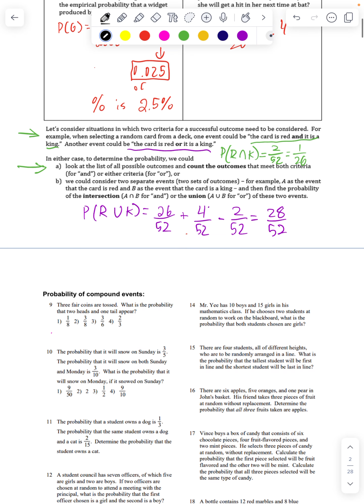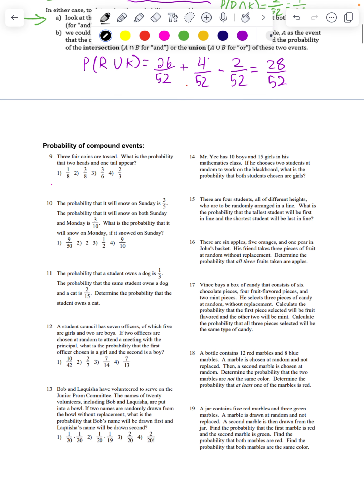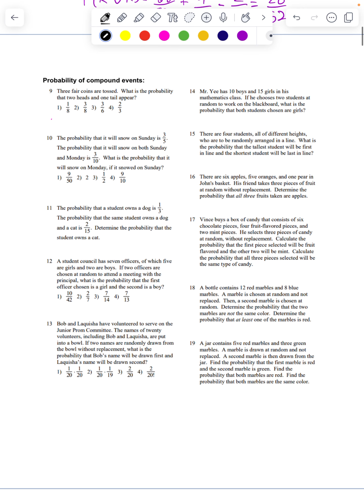All right. Number 9, let's get started. Number 9 right here: 3 fair coins are tossed. What is the probability that 2 are heads and 1 is a tail? So we have to find the probability of rolling a head and a tail. Now, since the coins are fair, the probability of rolling 1 head is 1/2. Rolling a second head is a half again. Rolling a third head is half again, which is going to be 1 over 8.